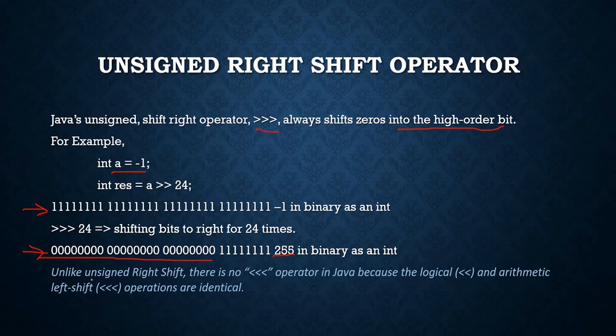Unlike the unsigned right shift operator, there is no unsigned left shift operator because the logical and arithmetic left shift operations are identical. So this is about the bitwise operators. We will see the code illustration of how all these bitwise operators work, and we will also understand a few more Java examples on these bitwise operators. It will give you a clear idea of how these bitwise operators actually work.